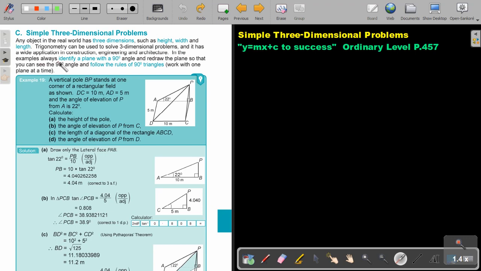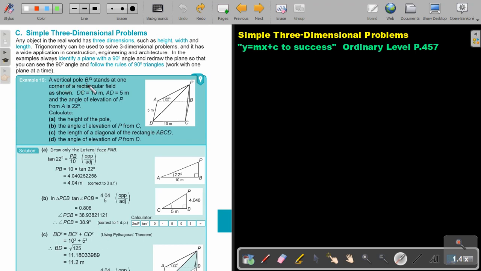In the examples, always identify a plane with a 90-degree angle and redraw the plane so that you can see the 90-degree angle and follow the rules of 90-degree triangles. Work with one plane at a time, very important. Let's look at an example.